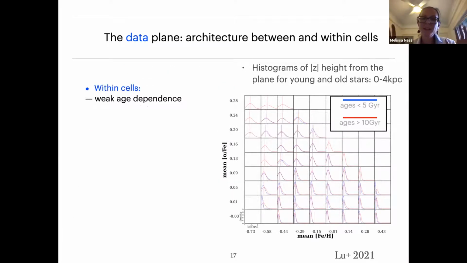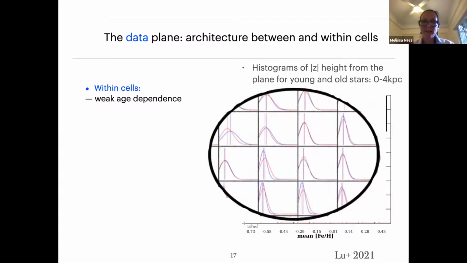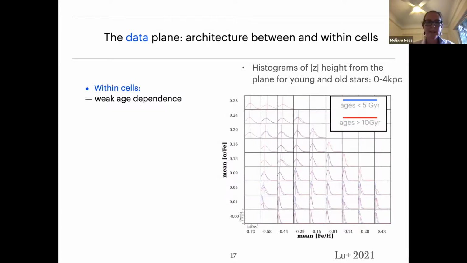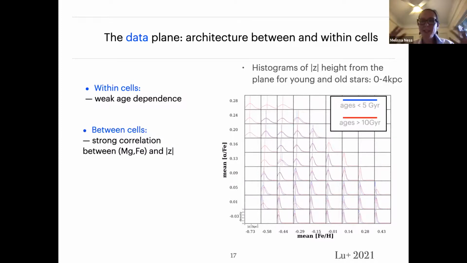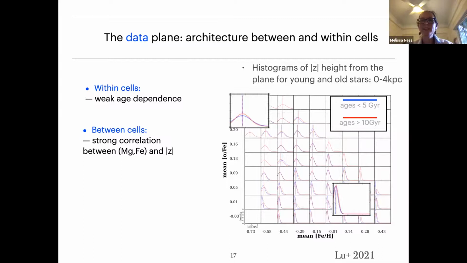Okay, within cells, we see a very weak age dependence. This is not true in every cell, okay, and that's an important point. But in many cells, we see that the distribution of Z height from the plane is very similar for young and old stars. Okay, between cells, we see this extremely strong correlation between their chemistry, magnesium and iron, and their distribution in Z. Okay, I'll just show you a couple of different points on this plane. So much wider distribution in one part of the chemistry, much narrower distribution in another part.